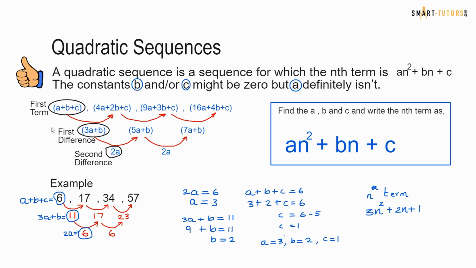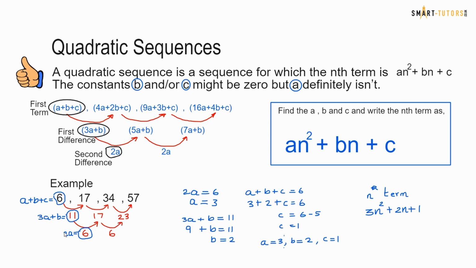So the important terms are the first term, the first difference and the second difference. Consider an example: 6, 17, 34 and 57 is a sequence, and they are asking to find the nth term. First find the first differences: 17 take away 6 is 11, 34 take away 17 is 17, 57 take away 34 is 23. Then find the second difference: 17 take away 11 is 6, 23 take away 17 is 6.